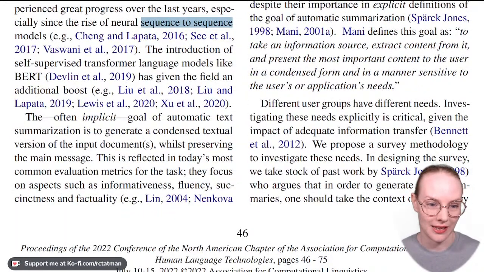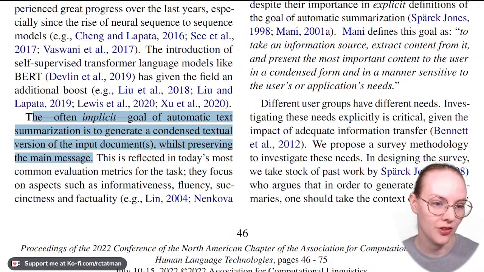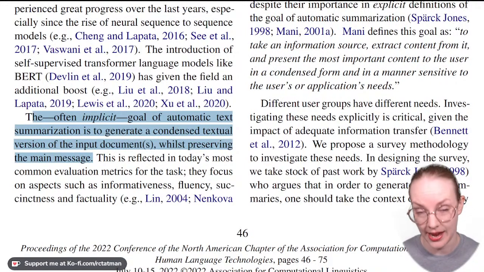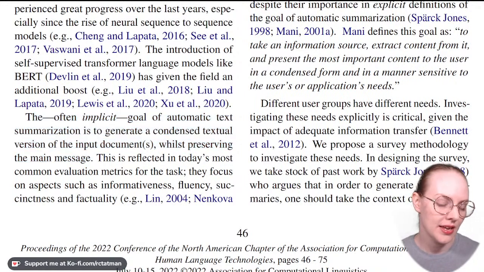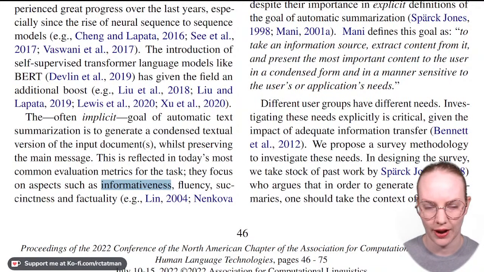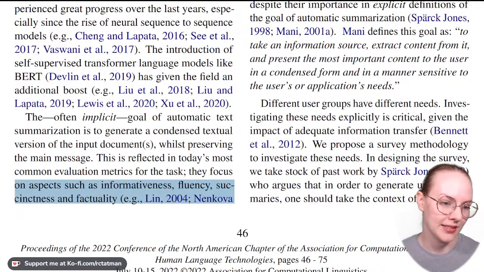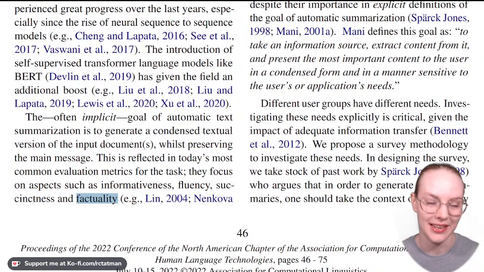The often implicit goal of automatic text summarization is to generate a condensed textual version of the input document while preserving the main message. So they're saying here, this is what people want to do. They don't often actually say out loud that that's what they're trying to do. This is reflected in today's most common evaluation metrics for the task. They focus on aspects such as informativeness, fluency, succinctness, and factuality. I'm not entirely sure what informativeness is as a metric or how you would measure it. Fluency generally means, does this look like a human wrote it? So language models in particular are very good at fluent text. Succinctness, is it short? And then factuality, is it correct?